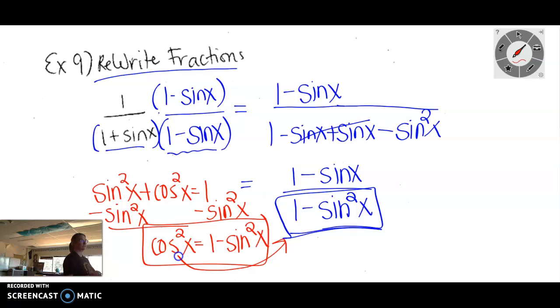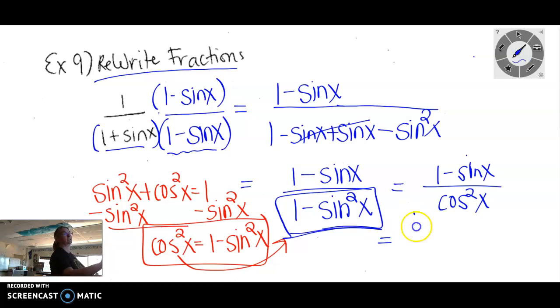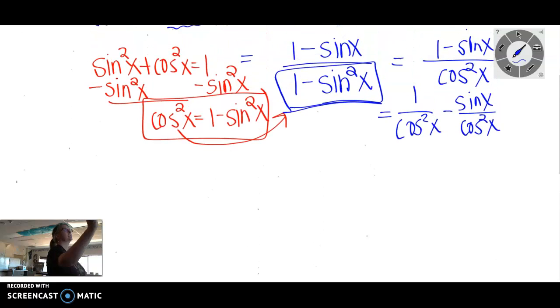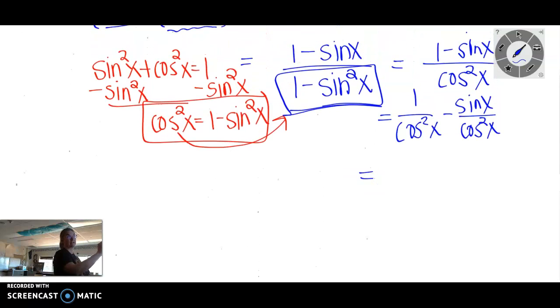So I'm going to substitute in place of 1 minus sine squared x that cosine squared x. So this becomes 1 minus sine of x on the top over cosine squared x. Then I'm going to split my fraction. I'm going to put 1 over cosine squared x minus sine of x over cosine squared x. Okay, remember we have our reciprocal identities. 1 over cosine of x is secant of x, so 1 over cosine squared x is secant squared x. Done. That's no longer a fraction.